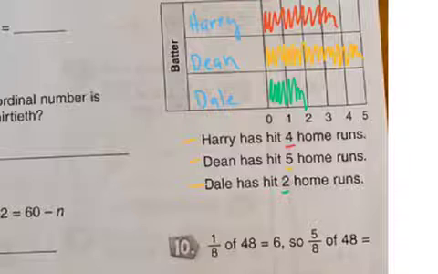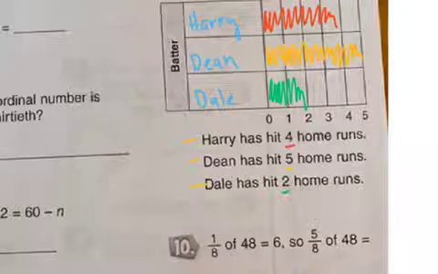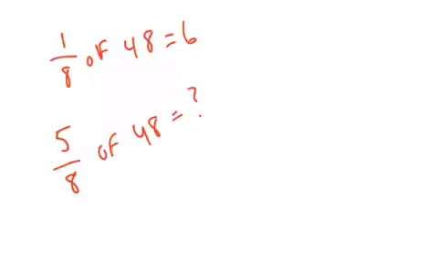All right, last one, number 10. 1/8 of 48 equals 6. So 5/8 of 48 equals what? What does it equal? So how do we figure that out? We haven't really talked about this much in class together yet, and that's okay. When the problem tells us that 1/8 of 48 equals 6, that means that 6 times 8 equals 48.